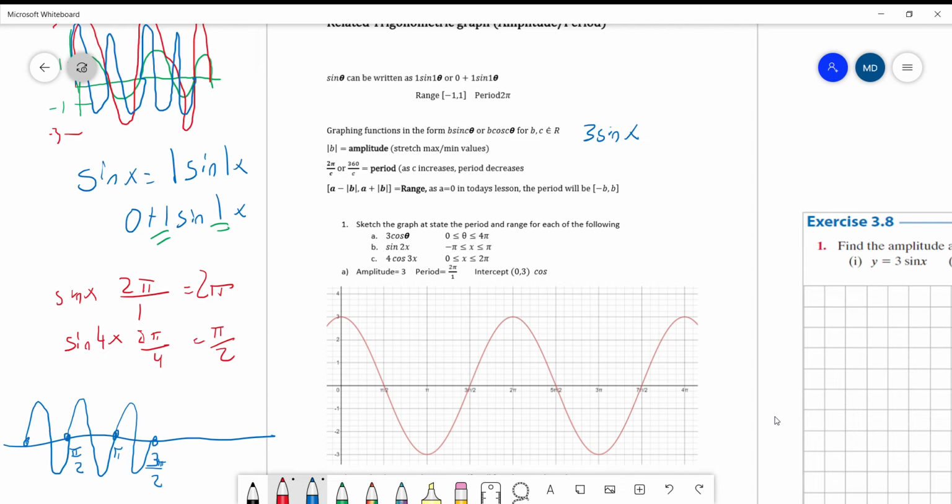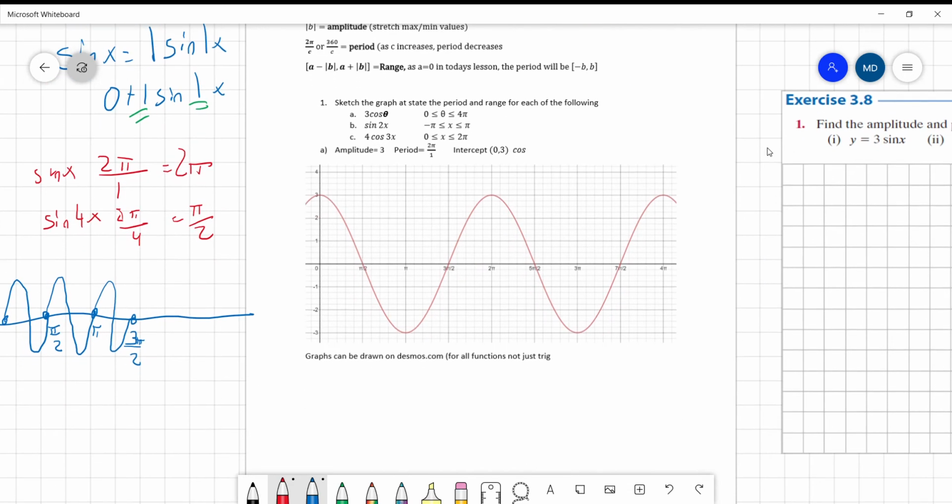So you could have something like AC, alternating current. If the current was going up and down, it could be repeating every 20th of a second or every 200th of a second. Then the range will be a minus b to a plus b. We haven't dealt with a yet. We'll be looking at a tomorrow. In today's lesson, the range will be just minus b to plus b, so plus the amplitude, minus the amplitude. We will make a bit more progress with it in the next video.